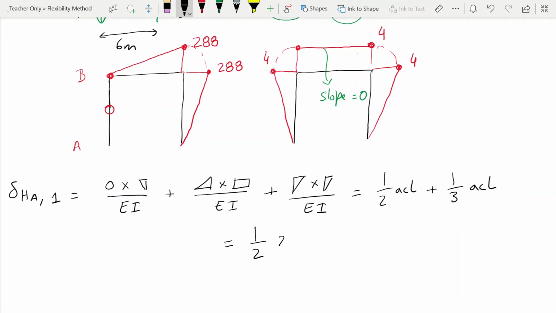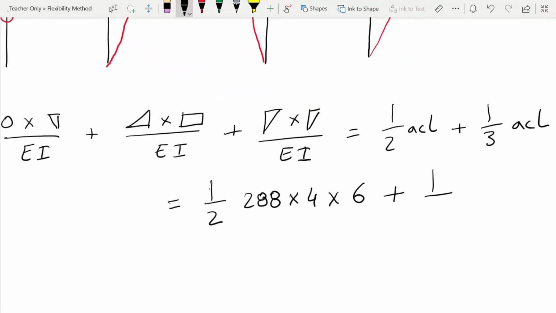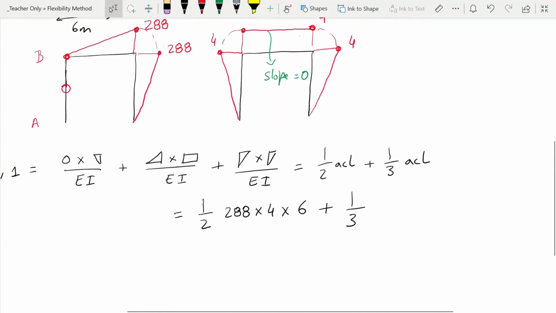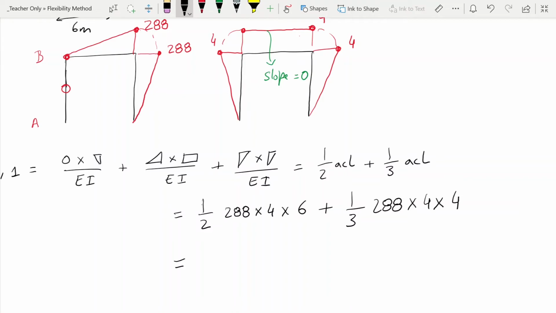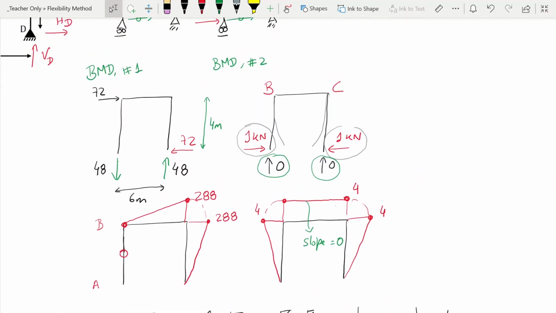If we look at the triangle, it should be 288. The square is 4, and the length of the beam in this case is 6 meters, plus, now we're going to do the column. So 1/3, and now ACL. The value on the triangle on the left is 288. The other triangle is 4, and the length is also 4. If we add this up, we have 3,456 plus 1,536, which gives me 4,992 divided by EI. In this case, the diagrams are all on the same side, which means this is indeed positive, which means this displacement is in the direction that I assumed from the beginning. So this displacement is to the right side.